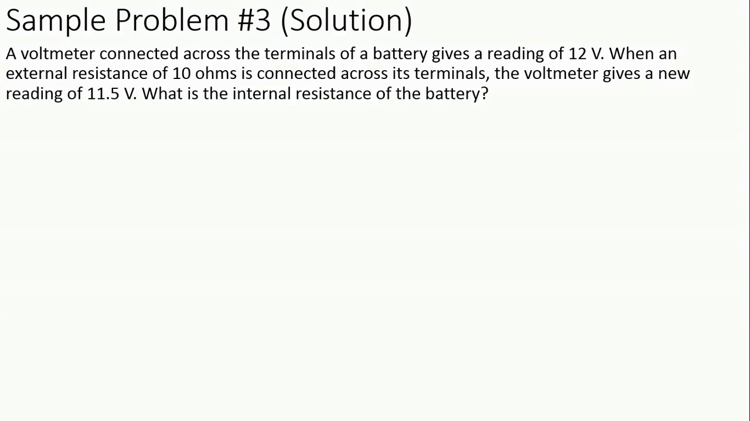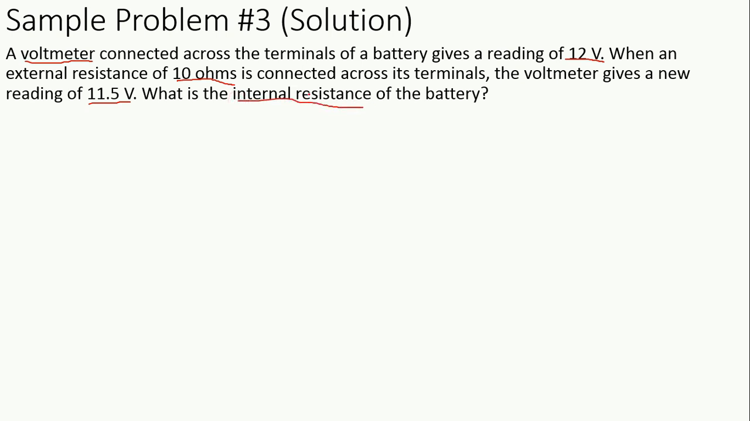Good day. In this lecture video, I'm going to discuss the solution to sample problem number 3 in lecture 4 about EMF, internal resistance, and terminal voltage. So a voltmeter connected across the terminals of a battery gives a reading of 12 volts. An external resistance of 10 ohms is connected across its terminals. The voltmeter gives a new reading of 11.5 volts. So what is the internal resistance of the battery?